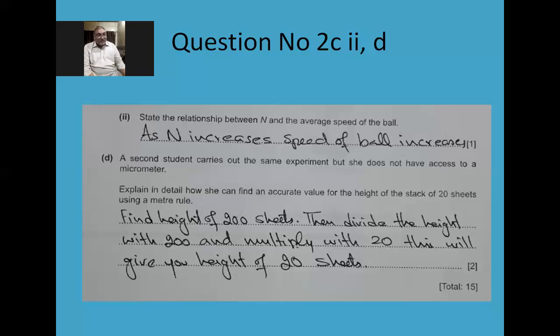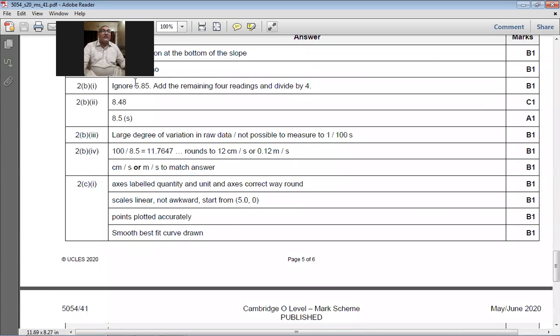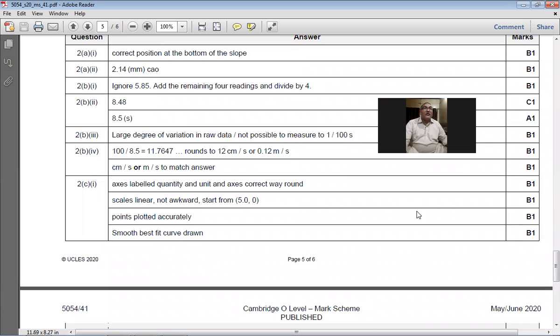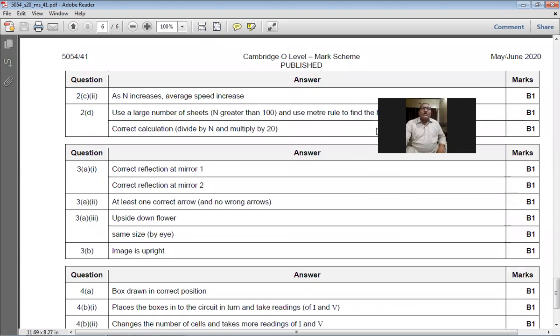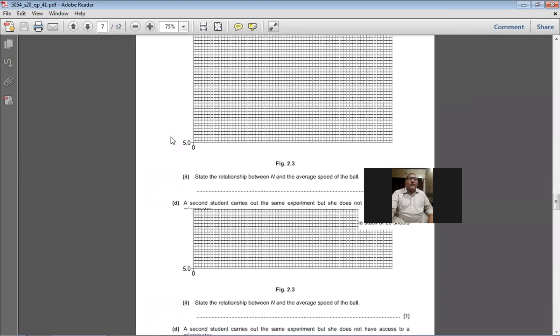This will give you the height of 20 sheets. So my dear student, that was question number 2. It was of 15 marks. So let's have a look at its marking scheme. Okay. So the marking scheme of question number 2 is showing up. What you can do is pause the video here and have a look at this marking scheme. A very, very important task is to always check the marking scheme. These are the last 2 parts of question number 2. Pause the video and have a look at them. Okay, so we are moving to the next.